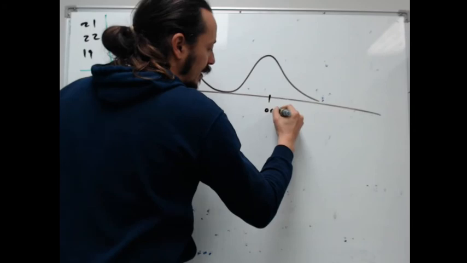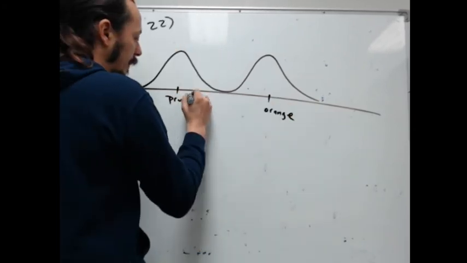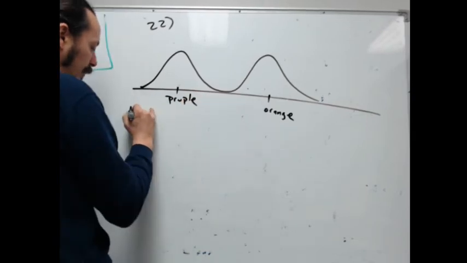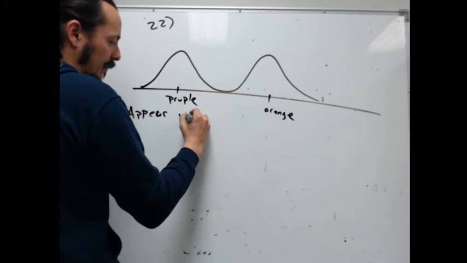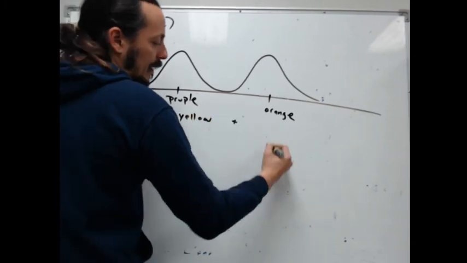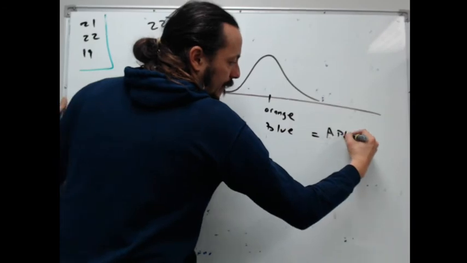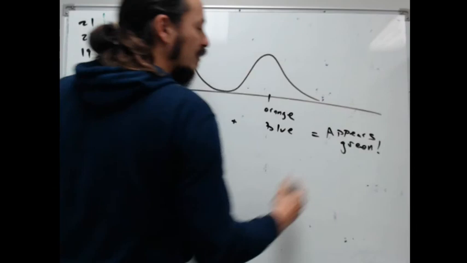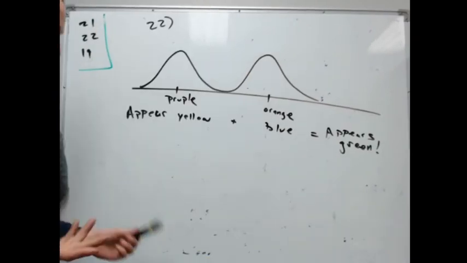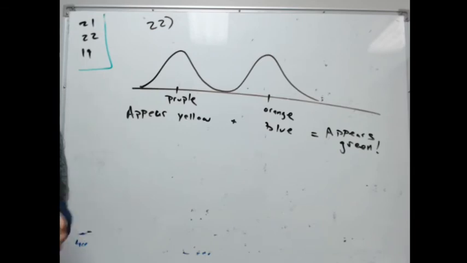This is orange. This is purple. This is going to appear yellow plus blue. That is one way we could get something to look green. It's exactly what we did in the lab, right? What's the second way something might appear green?